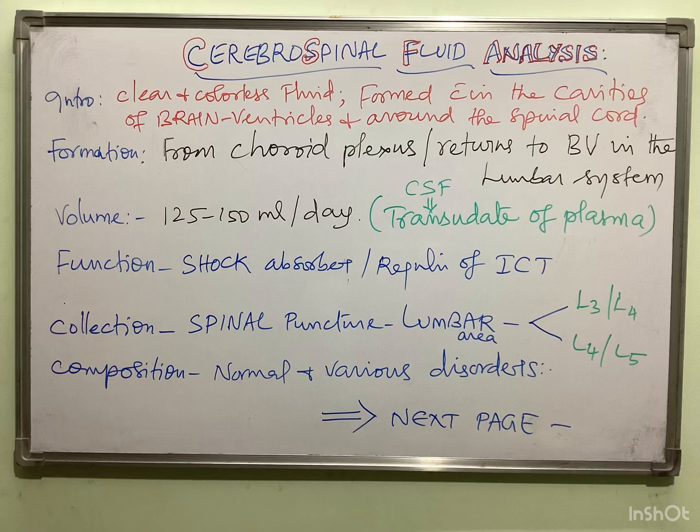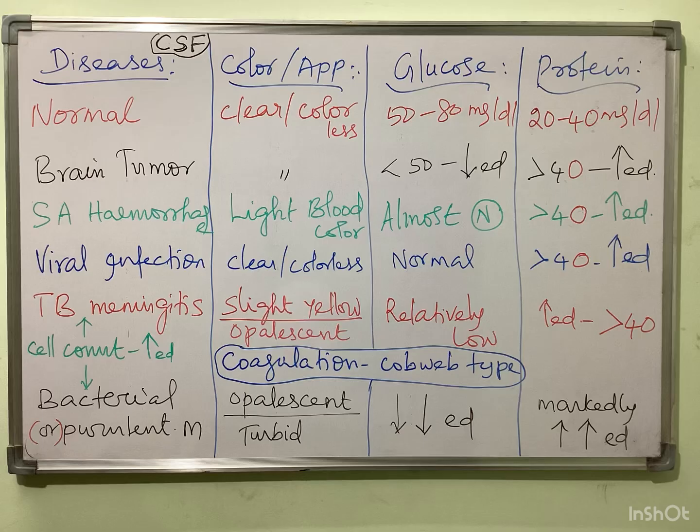Here the collection of cerebrospinal fluid procedure name is spinal puncture in the lumbar area between L3 and L4 and L4 and L5. We have the normal and various disorders of the CSF fluid analysis, that is called the composition or biochemical composition of CSF. We have normal and some diseases: brain tumor, subarachnoid hemorrhage, viral infection, TB meningitis, and bacterial purulent meningitis. You have to mention the color and appearance, glucose content, and protein content.